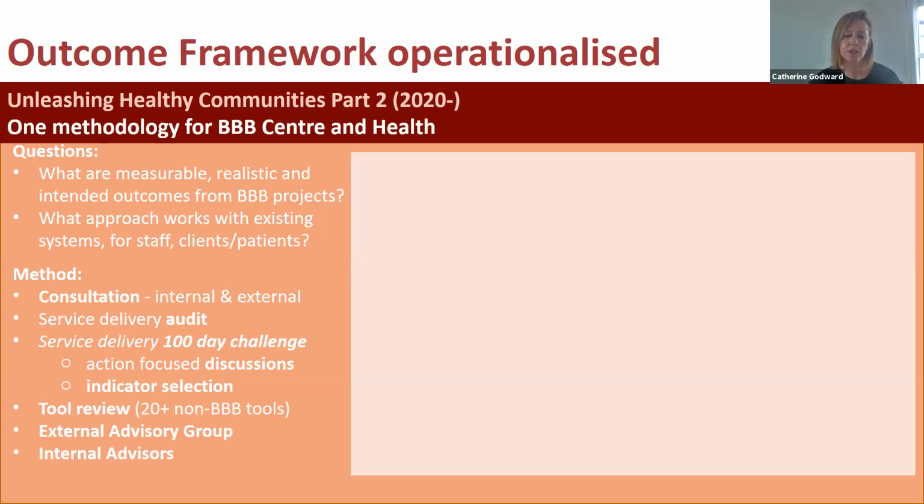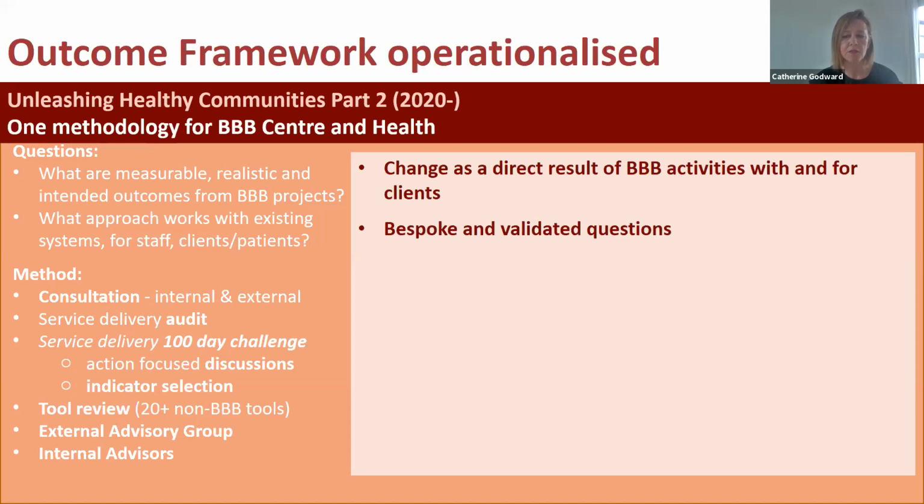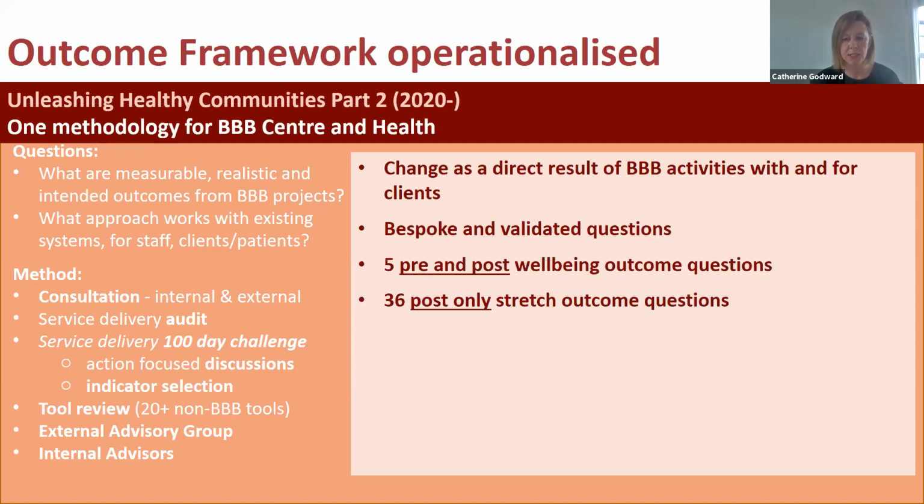The result is a tool designed to be used for every client to capture change as a direct result of Bromley by Bow's engagement. It's made of bespoke and validated indicators with 14 domains, 36 subjective indicators asked at the close of an intervention, and a hybrid of ONS4 and the personal wellbeing score, which itself is a very slightly reduced version of ONS4. And this provides a pre and post measure of wellbeing.